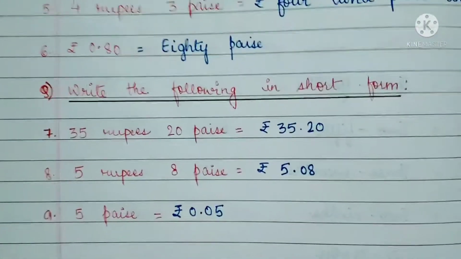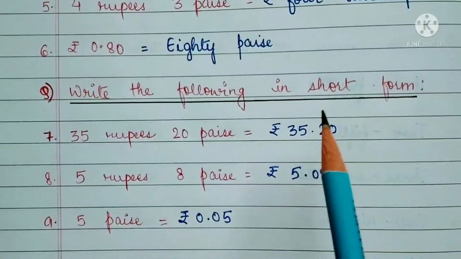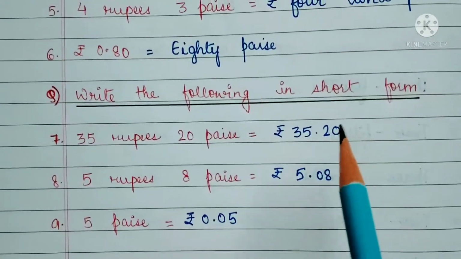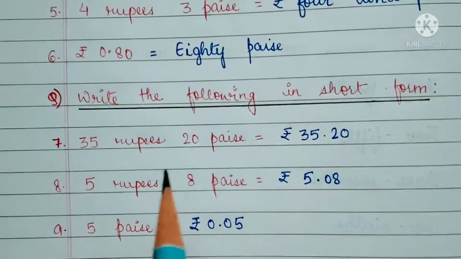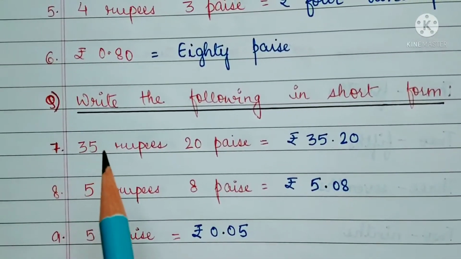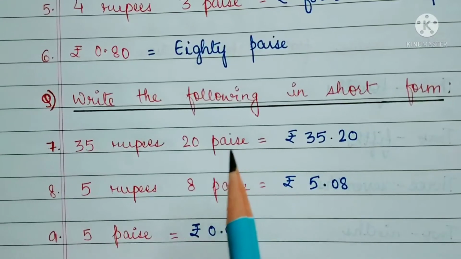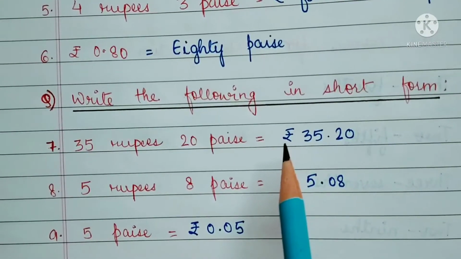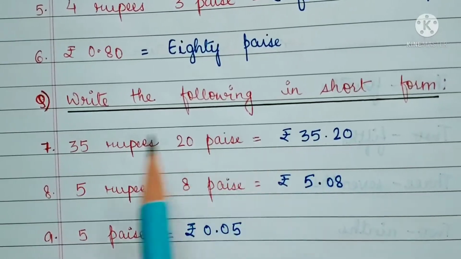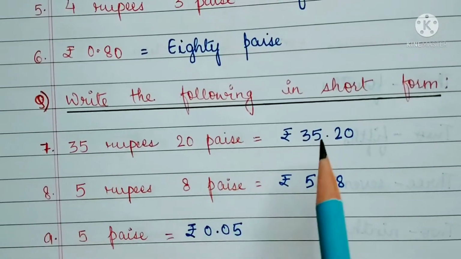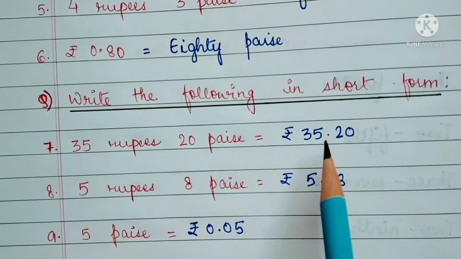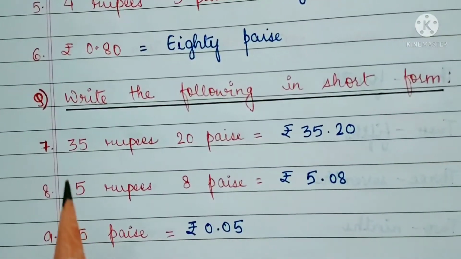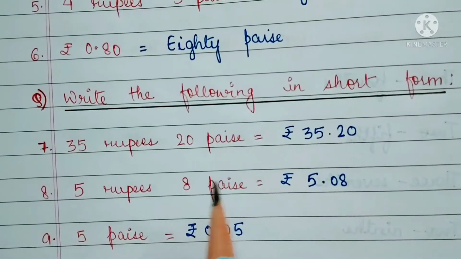That is, write the following in short form. Short form is the most used form. Okay, we always write money in short form. Seventh question, 35 rupees 20 paise. How will we write it in short form? First we will write the symbol for rupees and then 35 rupees, then we'll put a dot and then we'll write the paise. So 20 paise.